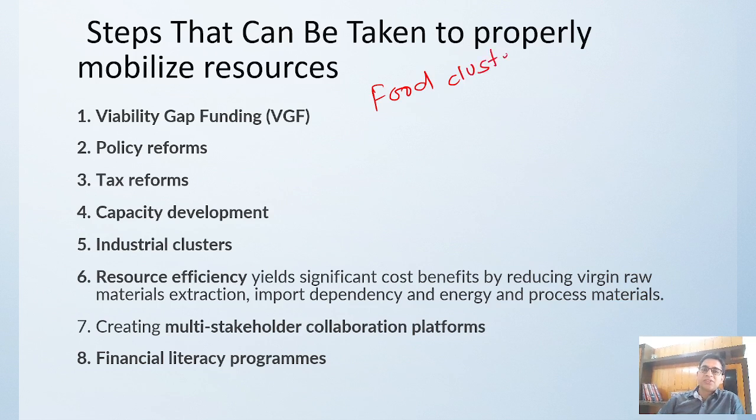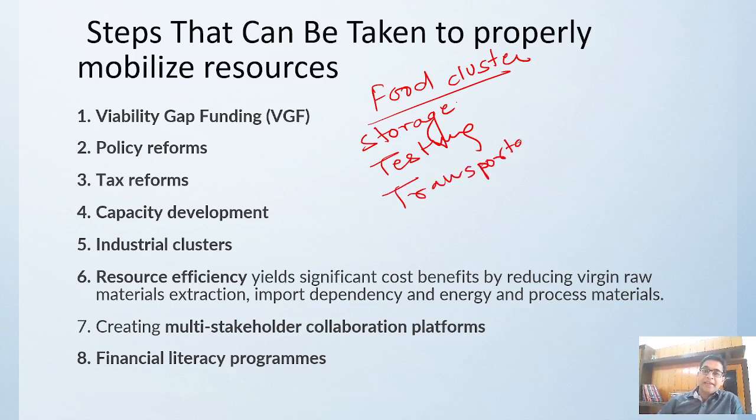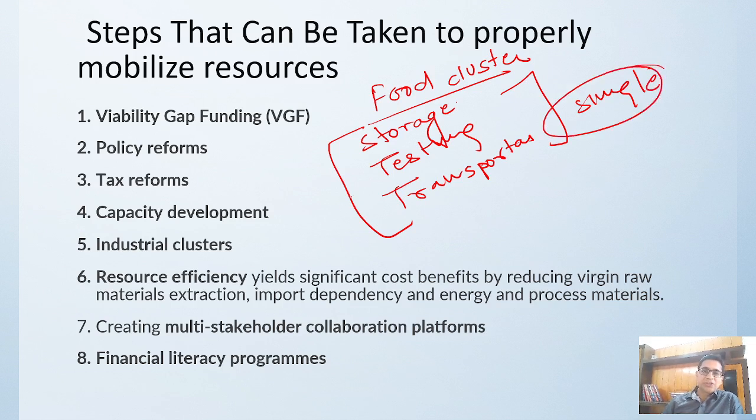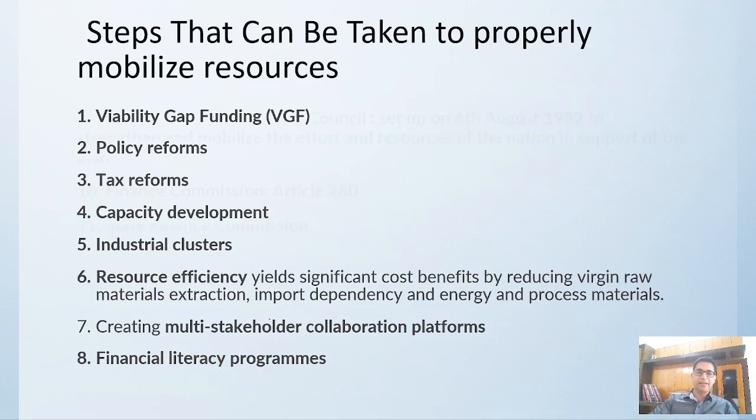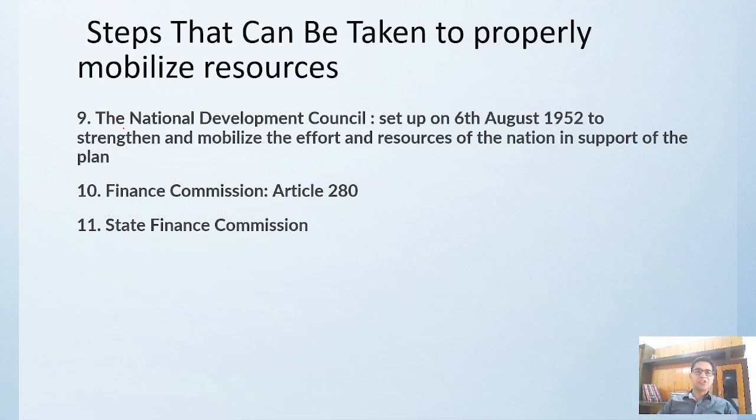In food clusters, we need storage, we need testing, we need transportation. If we get all these facilities at a single place, then the resource efficiency will increase, right? Collaboration, financial literacy program has to be run regarding how you can save the money, how you can invest the money.